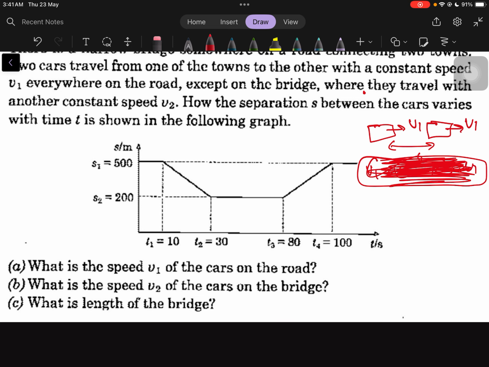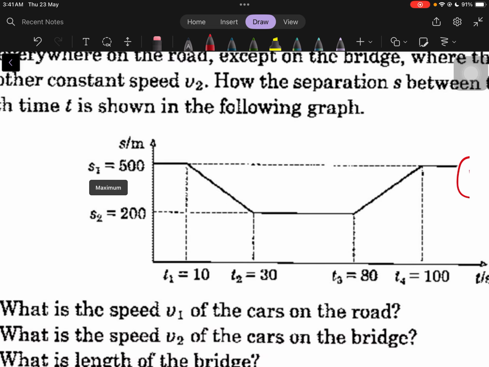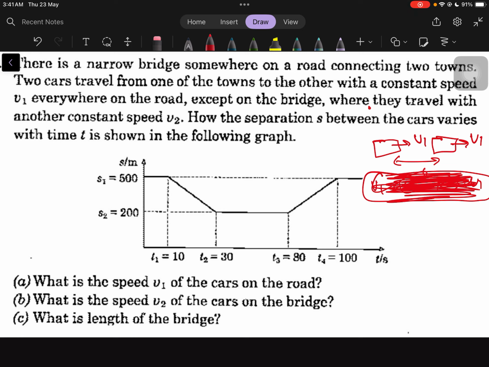But in this graph, if you see, for 10 seconds we have 500 separation, but after 10 seconds we are seeing that the separation between the two cars is getting decreased. So by this we can say that the first car, which was moving ahead of the second car, has reached the bridge at t equals 10 seconds. First conclusion: your first car has reached the bridge at t equals 10 seconds.